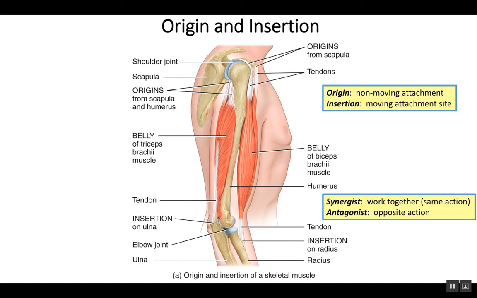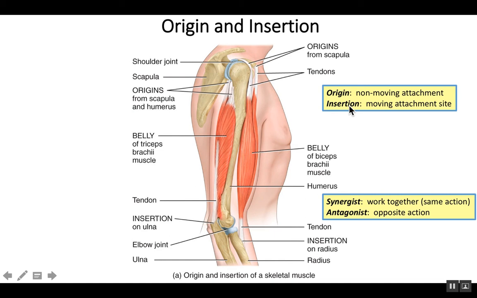Next thing I want to do is talk about some terminology. You're going to hear me say origin and insertion a number of times. You're going to hear me say synergist versus antagonist. So you should be familiar with what these words mean. A muscle typically has two ends. One of the ends of the muscle usually does not move, whereas the other end of the muscle is the moving end. The non-moving attachment site of a muscle is called the origin. The moving attachment site is known as the insertion.